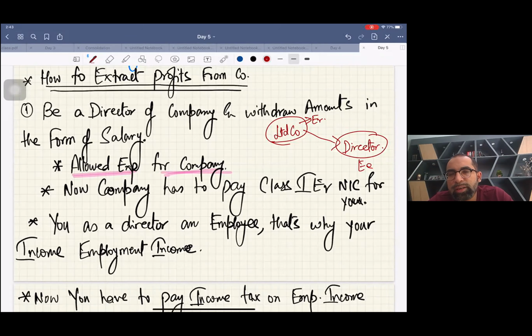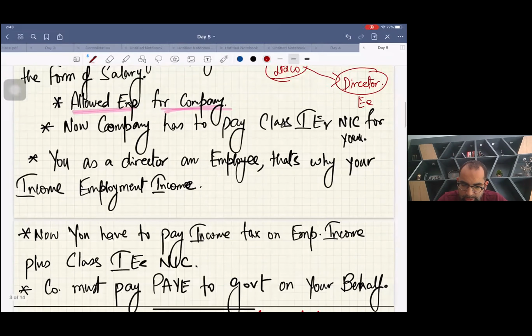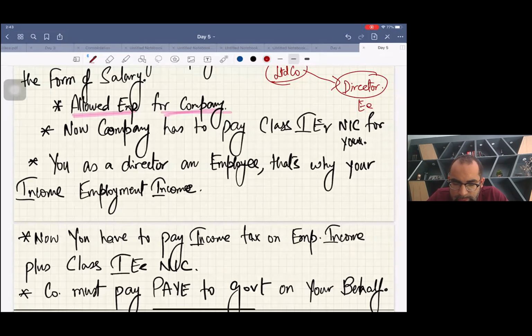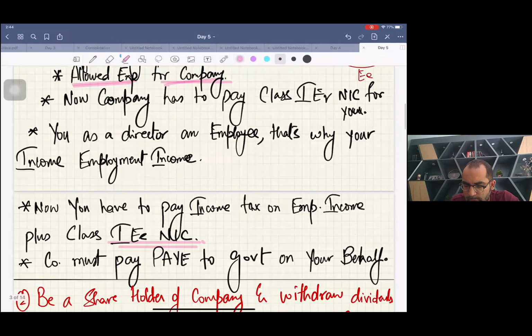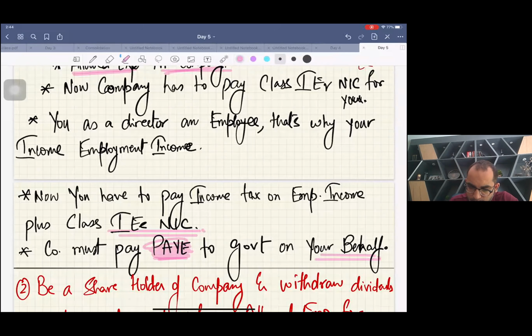And my dear student, for this employment income you need to pay two things. Number one, this employment income is treated as non-saving income, and you need to pay income tax as an individual director. Number two, you have to pay class 1 employee NIC, because now you are an employee. And one extra thing: the company must pay as you earn to the government on your behalf. So you have to pay income tax plus class 1 employee NIC. This is the first case.